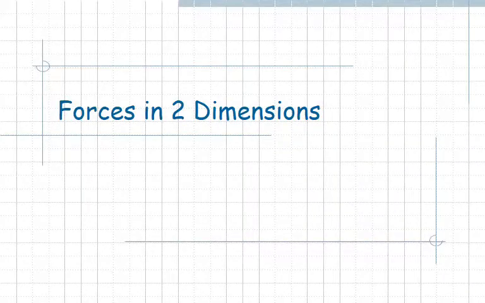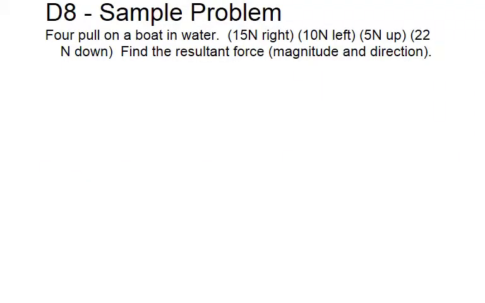Okay, so now we're going to talk about forces in two dimensions, where we look at forces that are acting not only in one direction but two. So as we explore this, in this case we've got a boat, and this is a top-down view, so we can draw the boat in the water. And we have four forces. We have a force to the right, a force to the left, a force up, and then a force down.